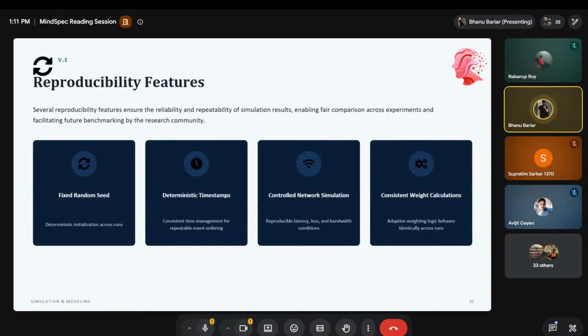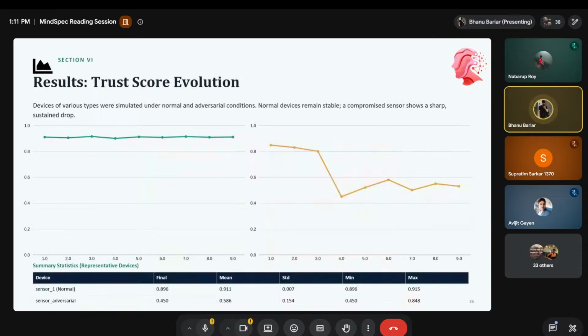These factors affect the results, but the important thing, where the important findings of the paper rely, is how the trust score evolves over time for two representative devices, like a normal sensor and a compromised sensor. Let's first examine the graph on the left. This represents a normal sensor operating under expected conditions. Notice that the trust score remains constantly high throughout the simulation.